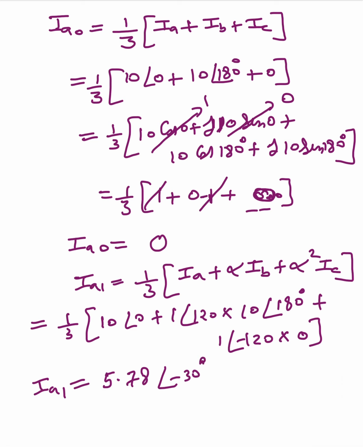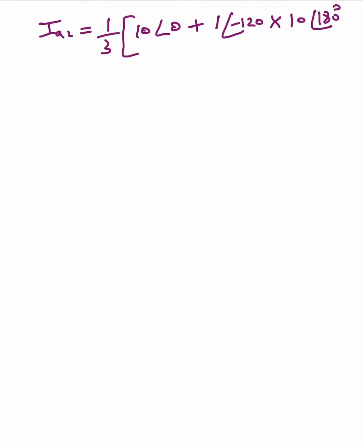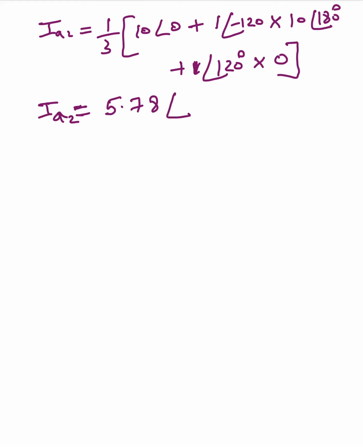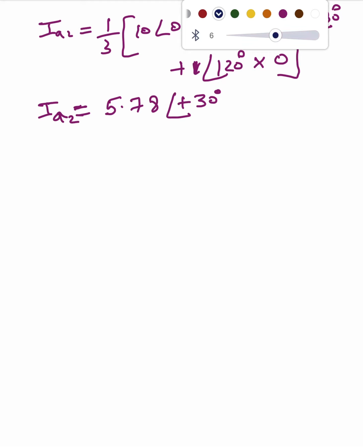Now we come to IA2, which is 1 upon 3 of (IA plus alpha square IB plus alpha IC). So IA2 is 1 upon 3 of (10 angle 0 plus alpha square, 1 angle minus 120, into IB, which is 10 angle 180, plus alpha into IC). IC is 0. So the value of IA2 is 5.78 angle plus 30 degree.